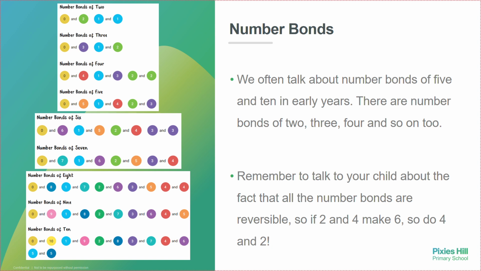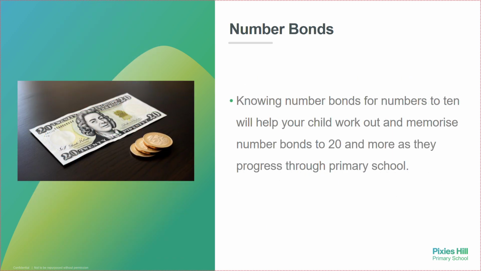As an adult, you probably use number bonds all the time without even realising it. You might know that if something costs £17 and you pay with a £20 note, that you will need £3 change without even counting. This is using your number bonds. Helping your child to develop this good understanding of number and number bonds will have lifelong benefits. Knowing number bonds for numbers to 10 will help your child to work out and memorise number bonds to 20 and more as they progress through primary school. For example, if they know 8 and 2 make 10, it will be easier to learn 18 and 2 make 20.